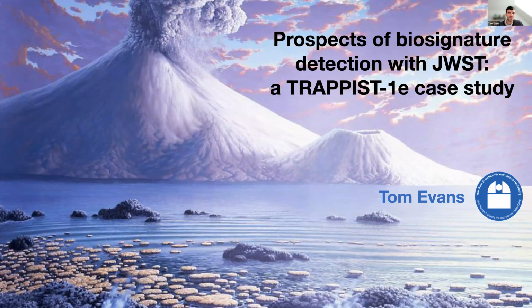Okay, so in my talk today, I want to focus on what the Earth's atmosphere might have been like during the Archean period, imagined here in this artist rendering, and ask what JWST might be able to see if nearby exoplanets have similar atmospheres.